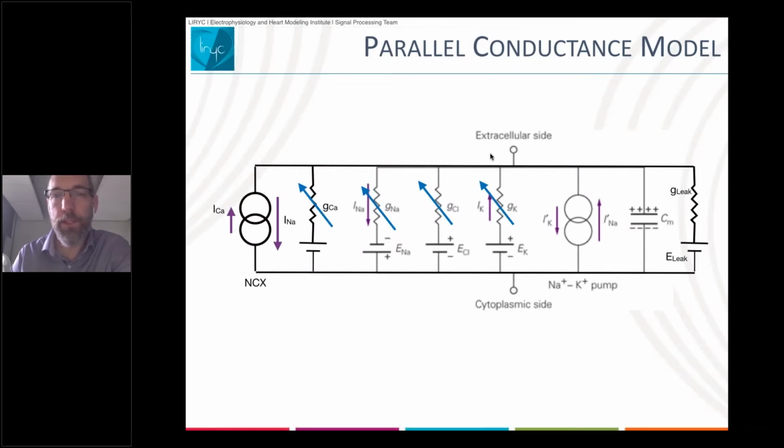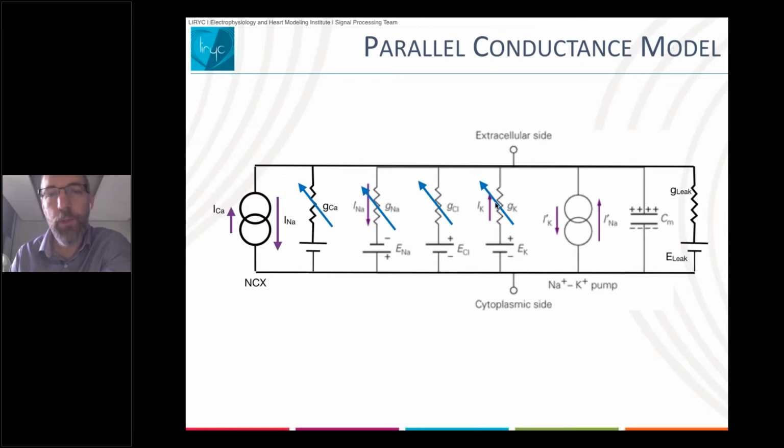This is the basic model of a cell, an electrical equivalent model of a cell, which we call the parallel conductance model. The parallel conductance model basically says you have a membrane, which has a physical property called capacitance. It stores electrical charge along the membrane because it's so thin, and that stores an electric field.